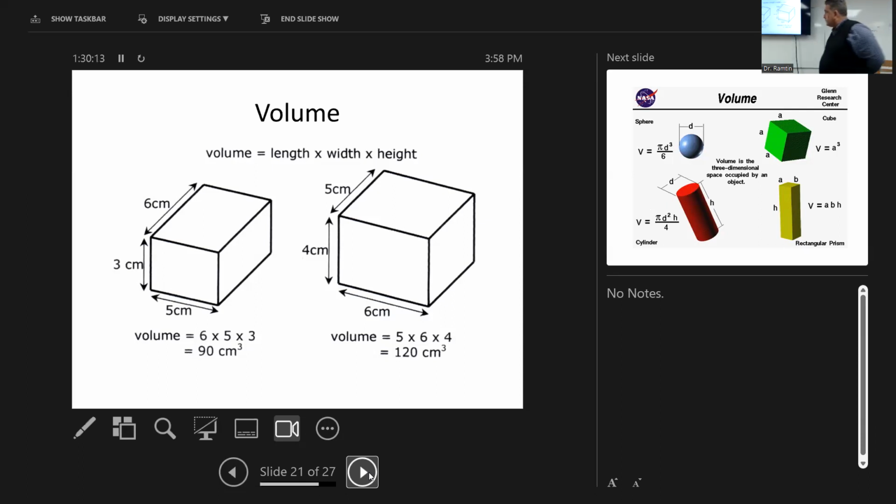Volumes, again, basically, volume is you take the area of the base and multiply by the height. If this is 5 centimeter, and one side 5, this is 6. 5 times 6 gives you 30, and then you just stack these up, times 3, you get the volume. Here, if this is 6, this is 5, 6 times 5, 30, and then you go 4 centimeter high, you get the volume.